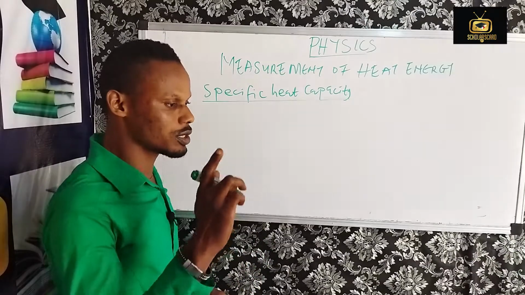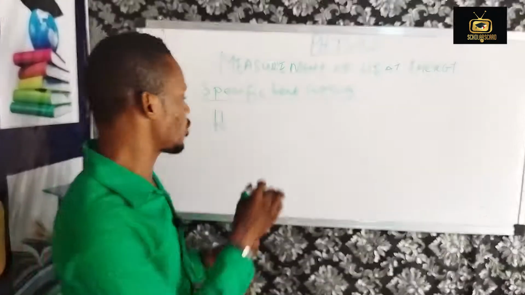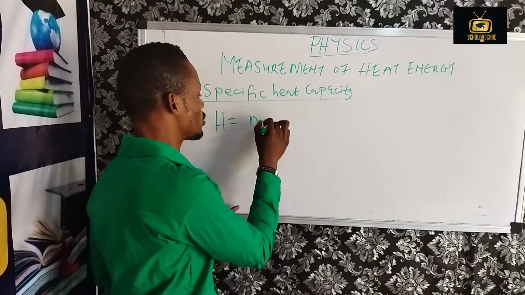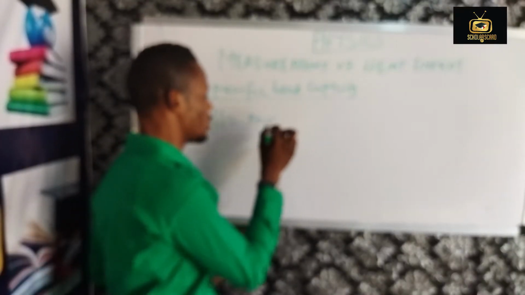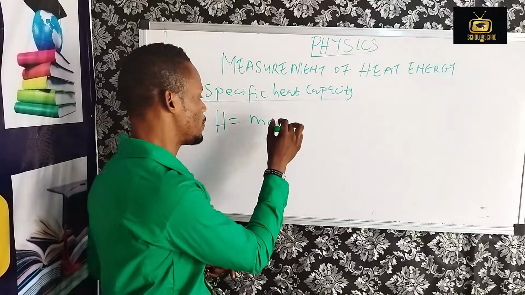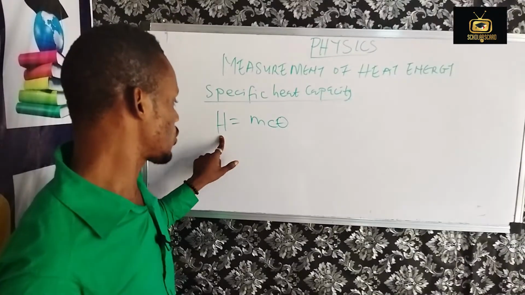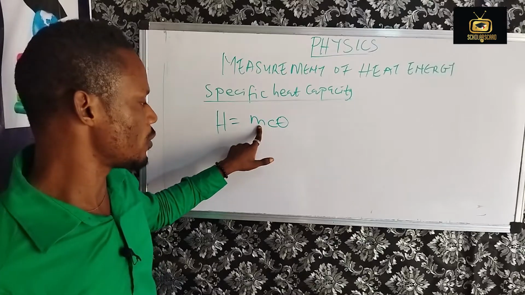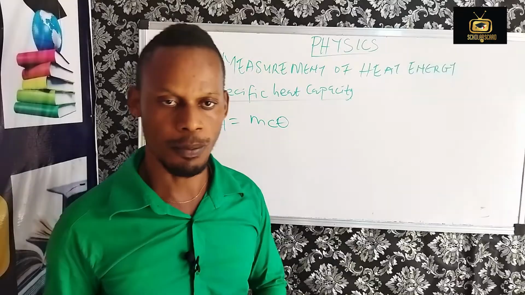That means the heat content, H, of a body is equal to the mass of the body, which is M, times the specific heat capacity, that's C, times the temperature change, that's theta. This is the heat content of the body. Heat content equals the mass of the body times the specific capacity of the body times the temperature change of the body.